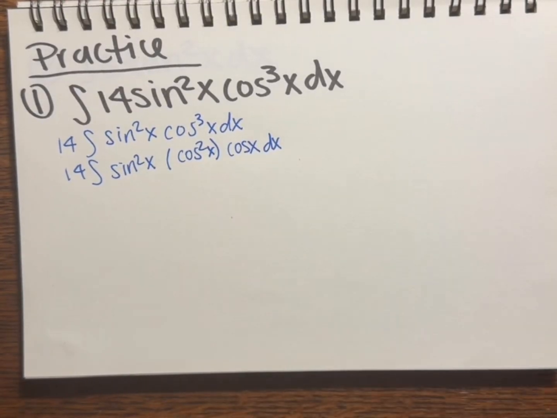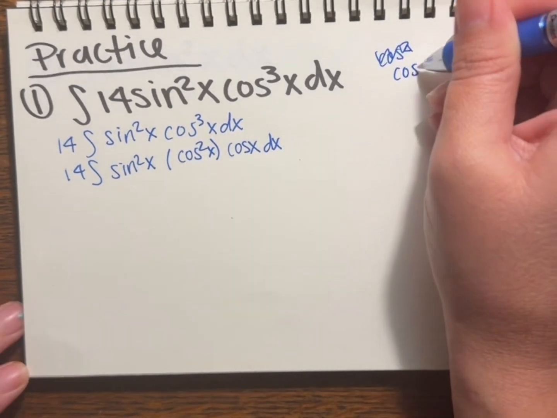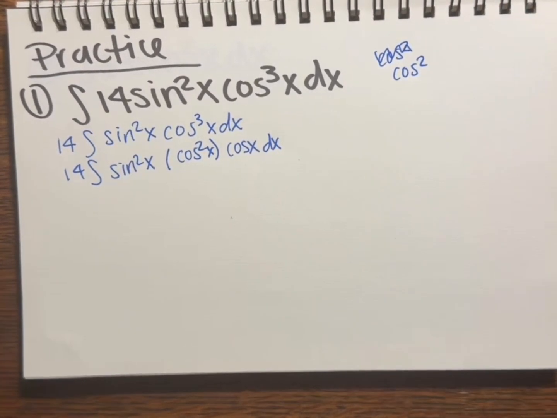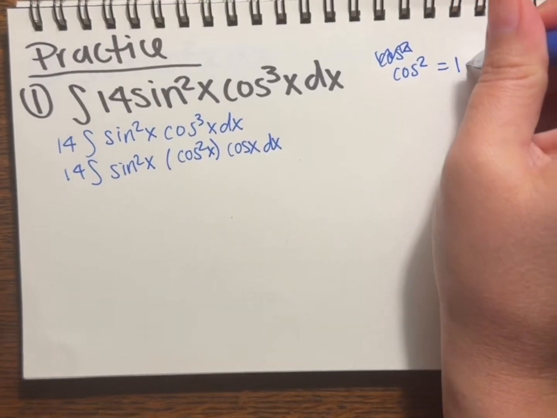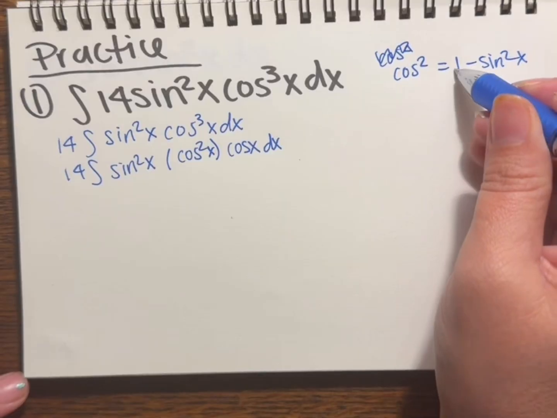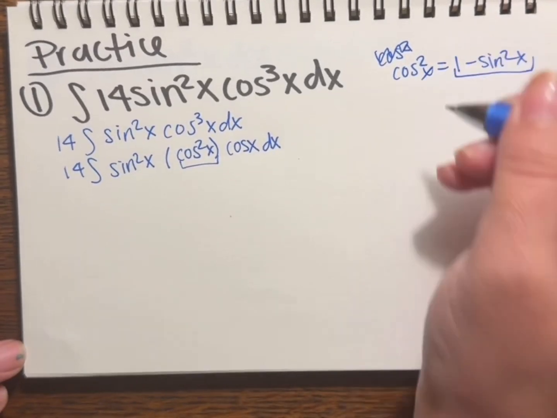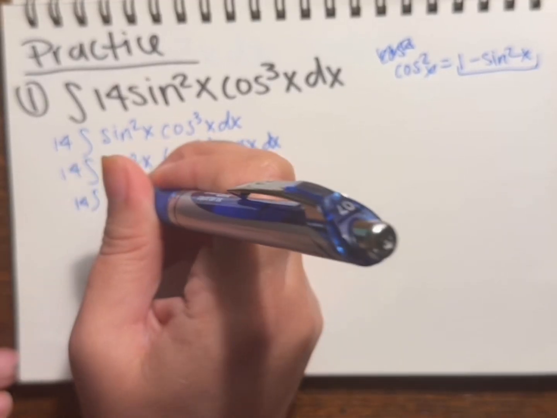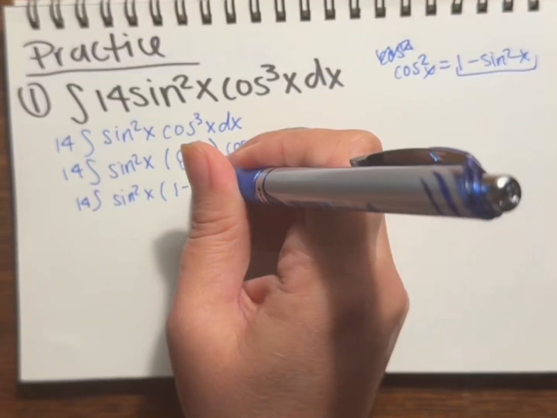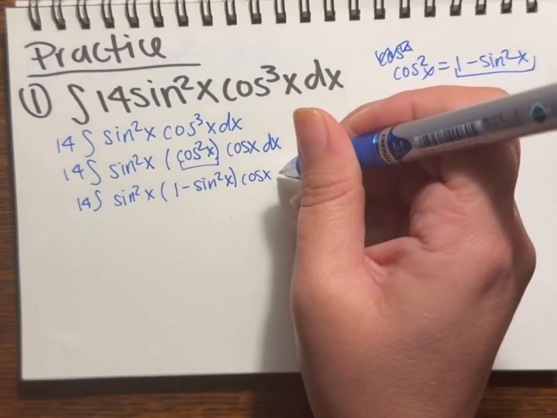And before u substitution, we are going to use one of our identities, cosine squared x equals 1 minus sine squared x. And I'm going to substitute this into here, okay? So I'm going to bring everything down. Times 1 minus sine squared x times cosine x dx.